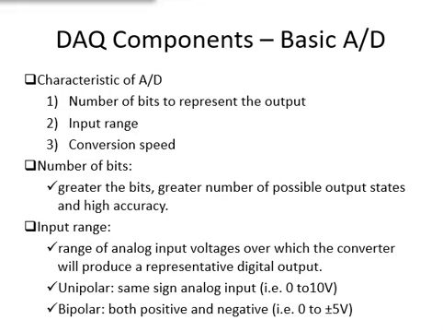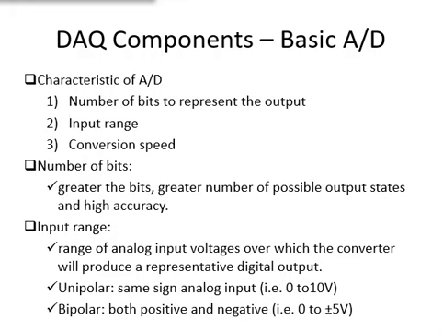Although the circuitry of analog to digital converters can vary widely, from an external performance viewpoint, they can normally be described by three primary characteristics. The first of these is the number of bits used to represent the output. The greater the number of bits, the greater the number of possible output states, and the more accurately the digital output will represent the analog input. The second characteristic is the input range, and the third characteristic is the conversion speed, which is the time it takes to create a digital output after the device is instructed to make a conversion.